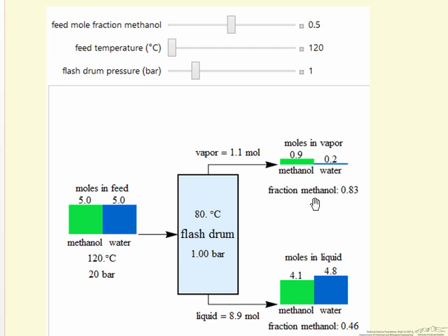This is just an ideal solution, Raoult's law, but we have to do a material balance on each component and apply vapor-liquid equilibrium in order to determine this temperature, these compositions, and then the amounts of each phase. And the simulation allows us to see the effect of changing the feed temperature, changing the mole fraction of methanol, and changing the pressure of the flash drum. So now let's look at this interactive simulation.